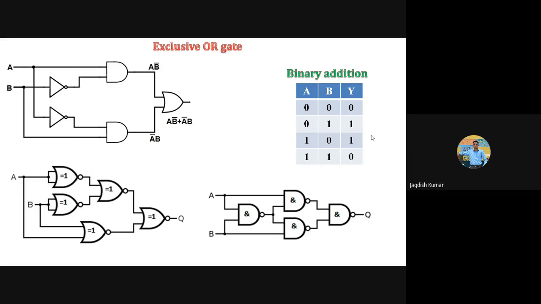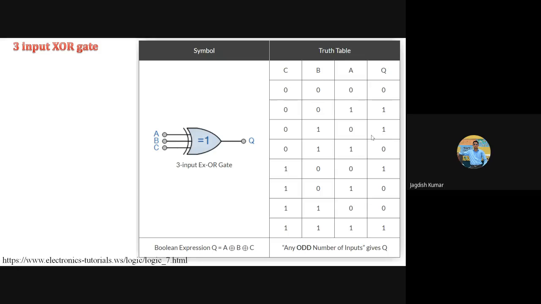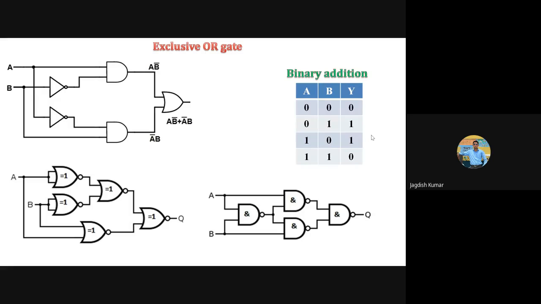There are other applications as well. We will be coming to that as well. There is something called parity generators and parity checkers, which are very crucial components of communication systems. So that is coming in our coming slides. Well, that was our 2-input exclusive OR gate.